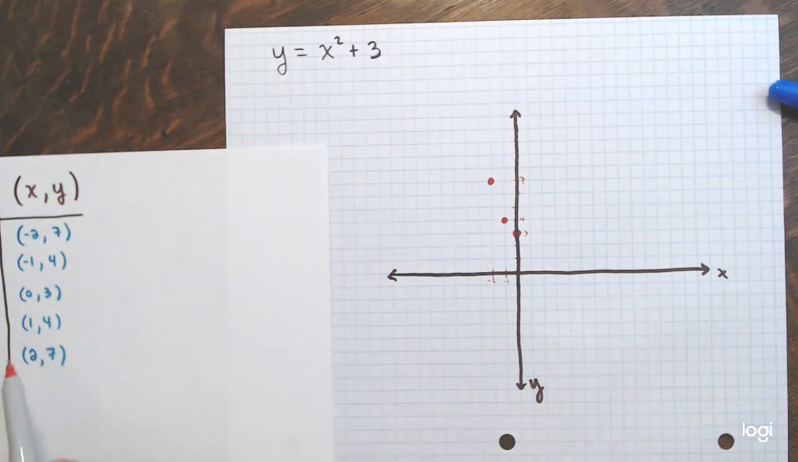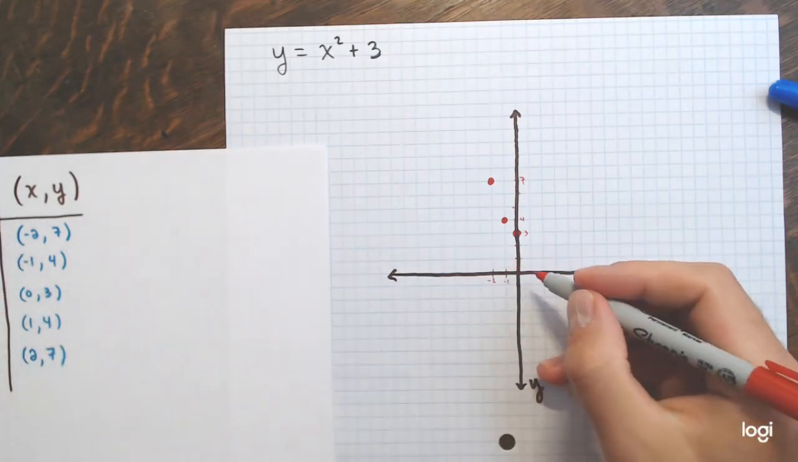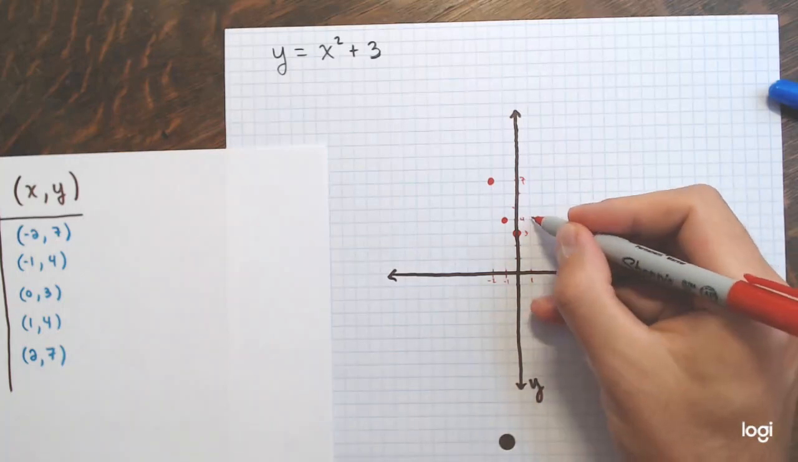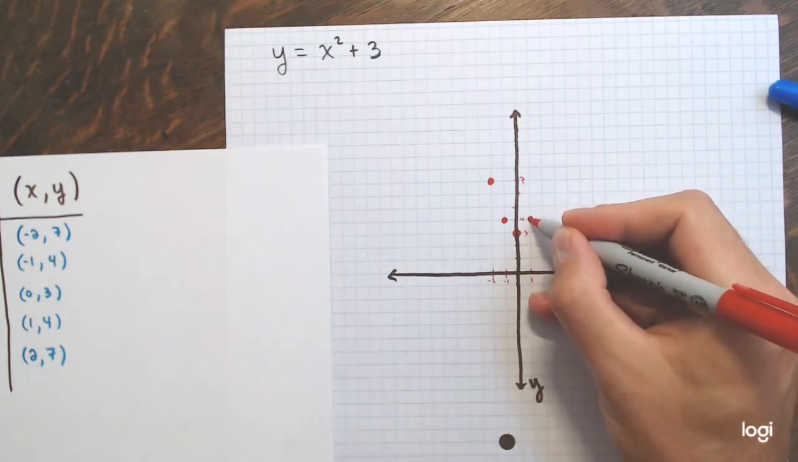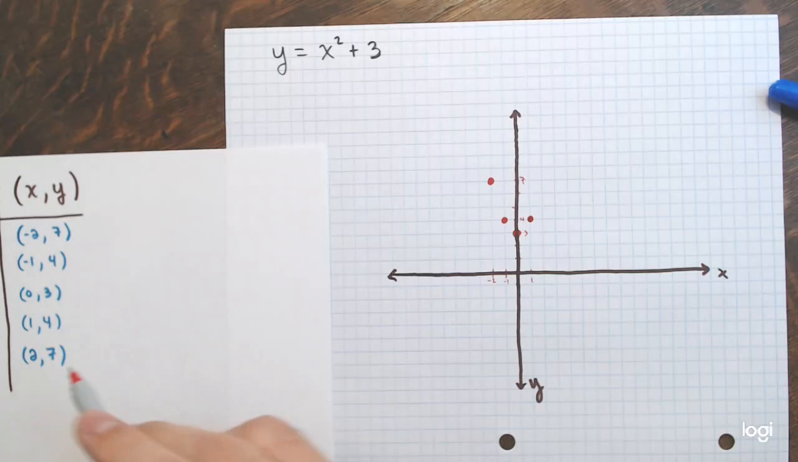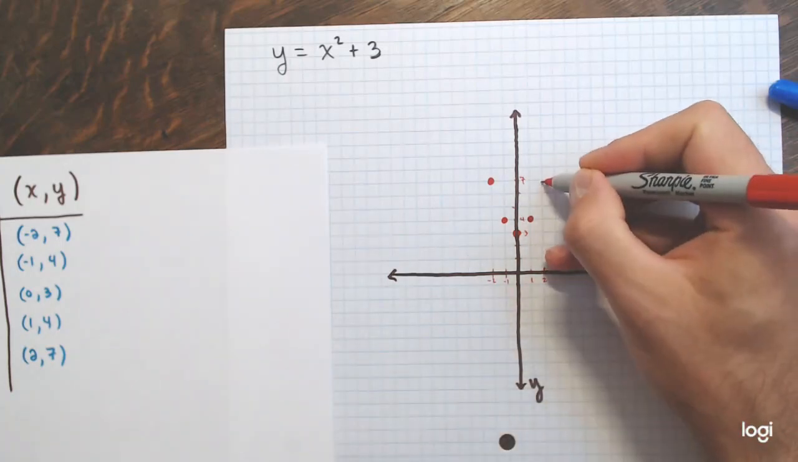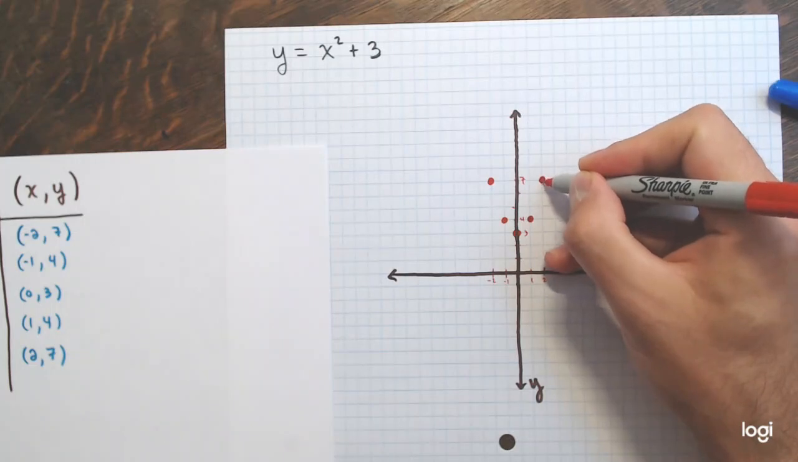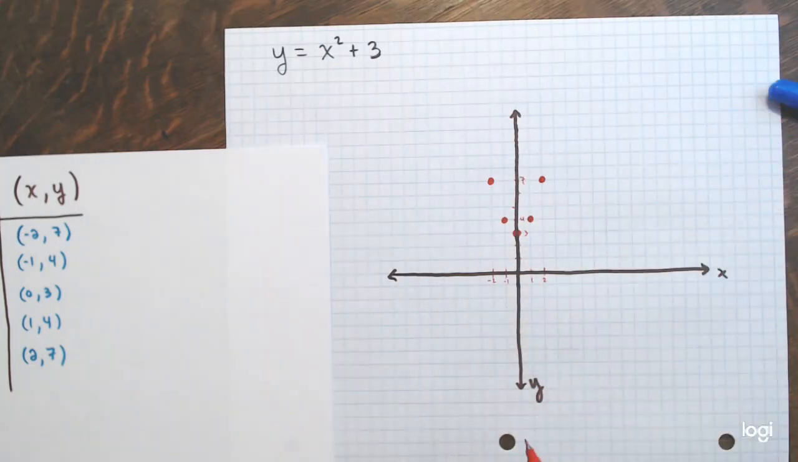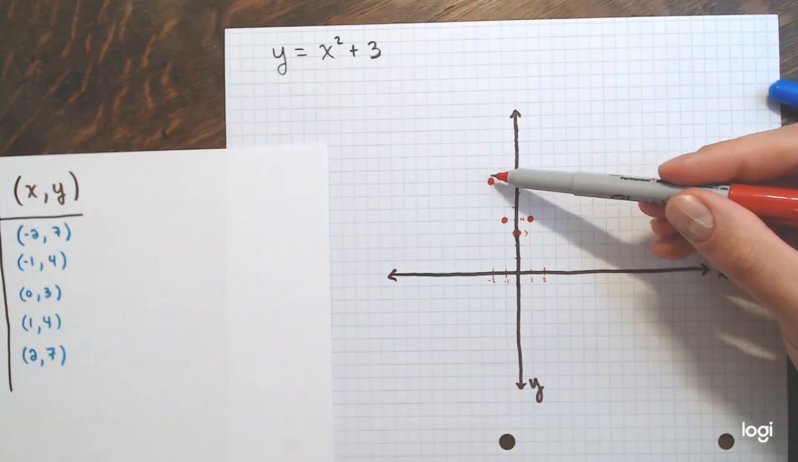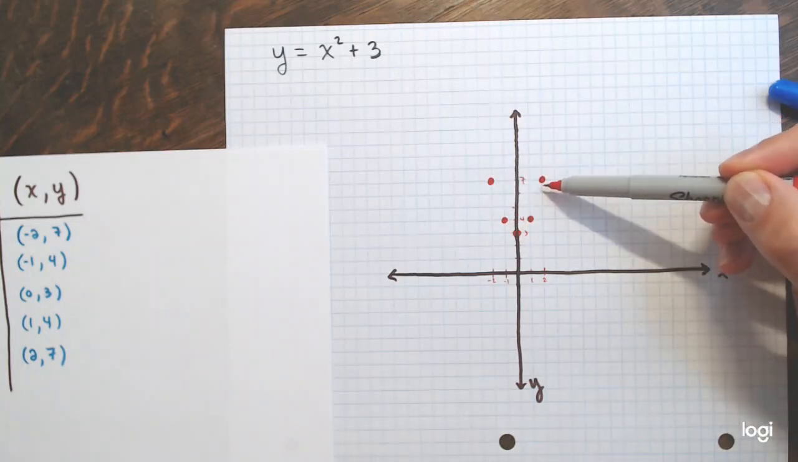The ordered pair 1, 4, right? So +1 for the x, +4 for the y. That's this point here. And then 2, 7, right? 2 for the x coordinate, 7 for the y. That's this point up here. So definitely not a straight line. It looks more to me like it's forming kind of a U shape.